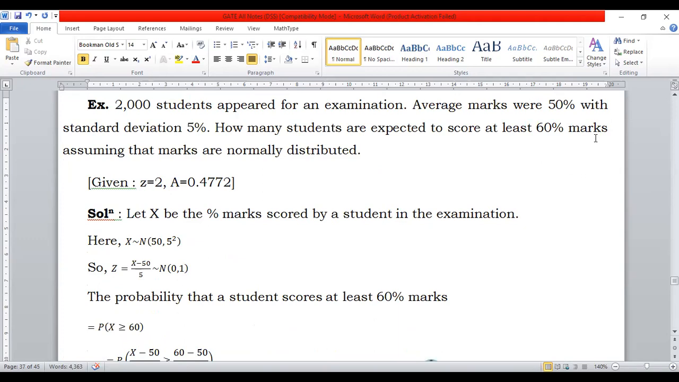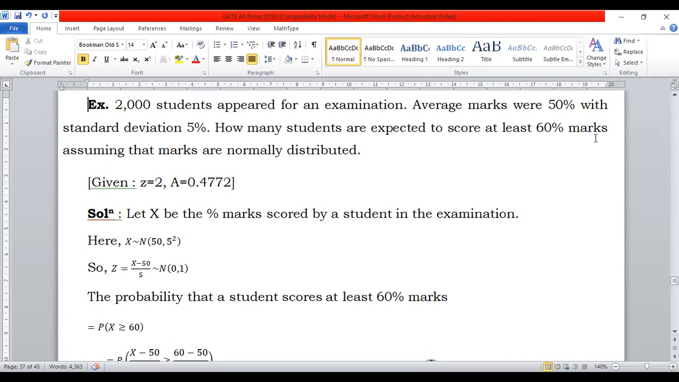Here x follows normal distribution with mean mu equal to 50 and variance 5 square. We have to be very careful: if the standard deviation is given, then the second parameter is the square of that; if the variance is given, then the second parameter is the variance itself. Here standard deviation 5 is given, so the second parameter is 5 to the power 2. Immediately z equal to x minus 50 upon 5 follows the standard normal distribution. And what is asked? How many students out of 2,000 are expected to score? Let us forget about the number of students.